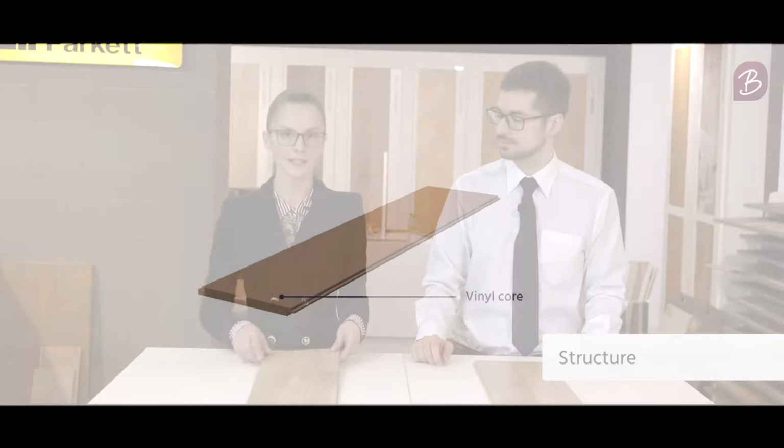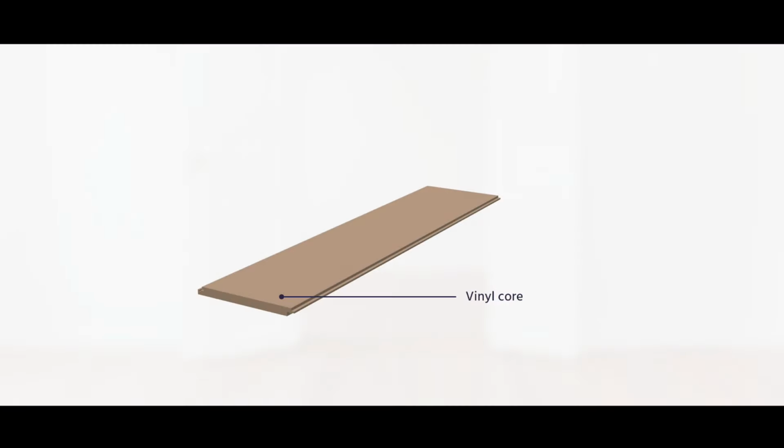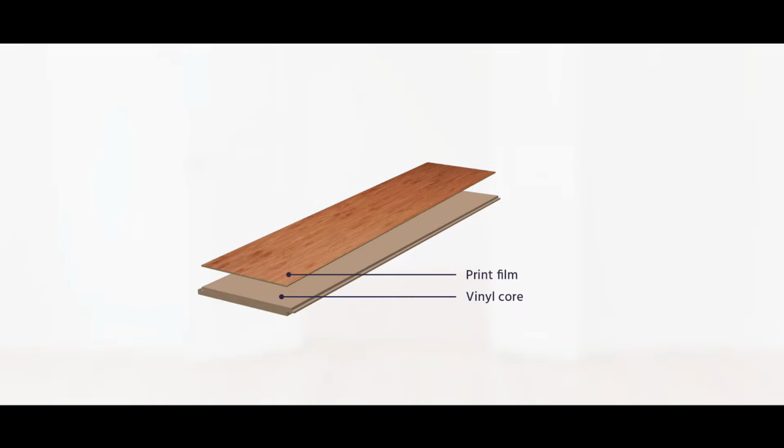In comparison, here we have a click LVT plank, and this one consists of a vinyl core reinforced with fiberglass for additional stability, a decorative print film for authentic wood or stone design, and a wear layer to provide protection against wear, tear, and scratches. A click LVT plank can be anywhere from 4 to 6 millimeters in thickness, therefore you can save yourself shaving the doors. A luxury you can't really afford with laminate flooring.